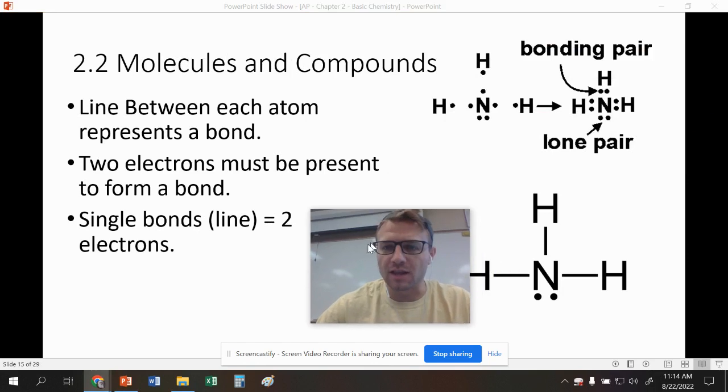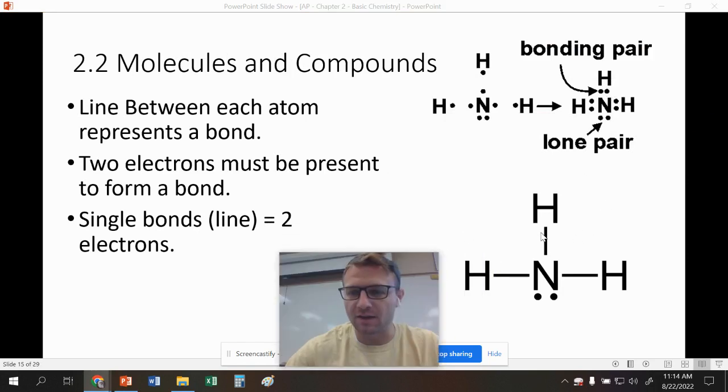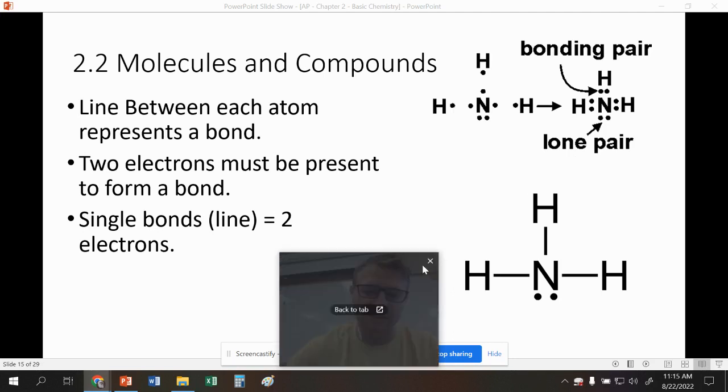Now, like I said before, the lines between the atoms represent bonds between the atoms. So you can see there are 2 of these electrons that are being either shared or given between these atoms. And then we have a pair of electrons here below nitrogen. So these lines are just representing those electrons that are interacting in some way. We're going to talk about next how they interact.